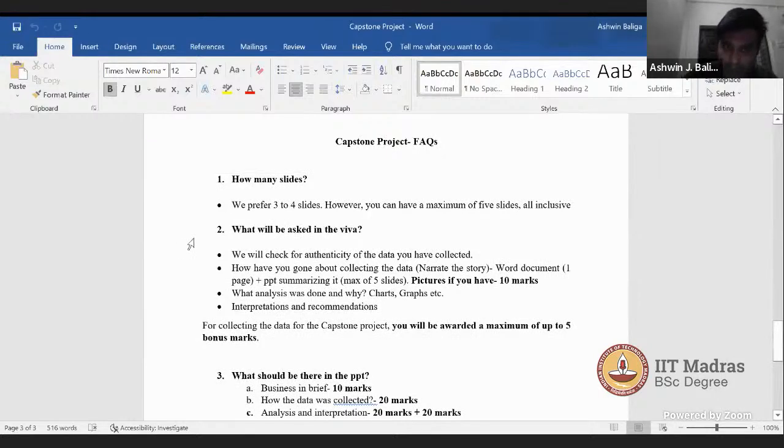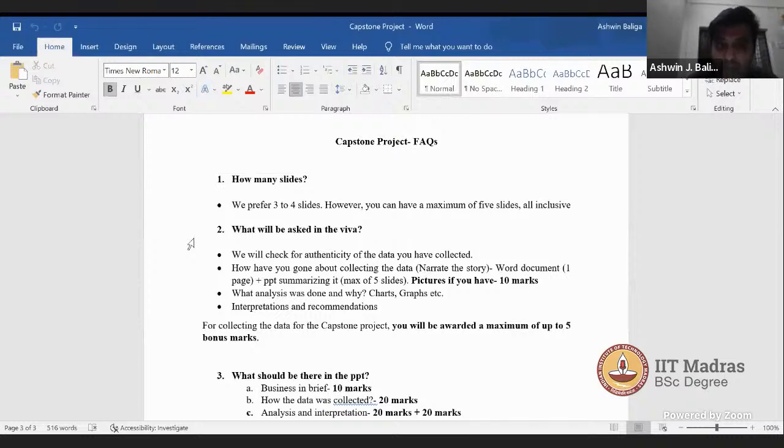No problem. So you'll be having your Capstone project Viva, and the dates would be intimated to you. You will have to check your announcements. The dates should be intimated to you via mails or in your forum.